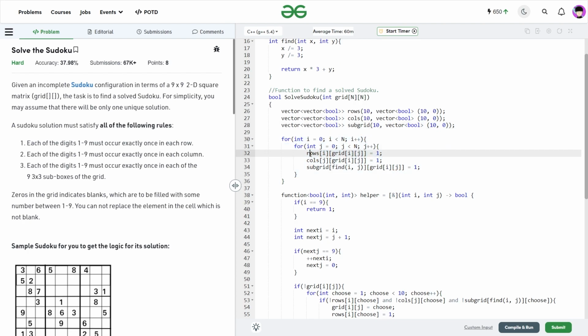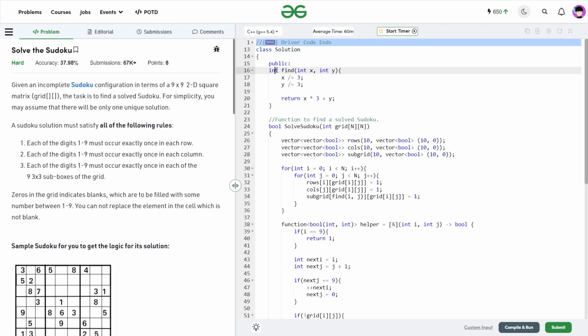So this is the part where I'm initializing the whole rows, columns, and subgrids part. In this particular part, I'm just saying that in the ith row, this grid of i j is present, right? So I am marking it as true. In the column j, this grid of i j is present, right? And in the subgrid find of i j, this grid of i j is present, right? So this find function will help me to actually find the subgrid of which this i and j are a part of, right? So let us also see what is in this find function.